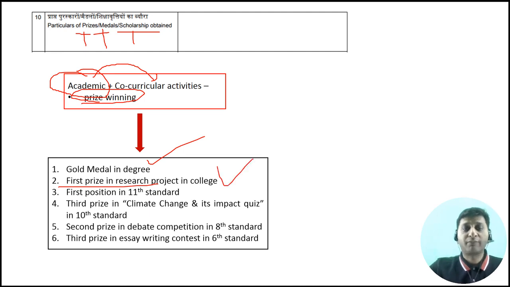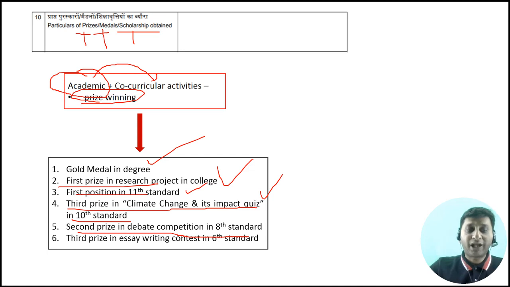This is also academic. First position in the 11th standard in your district. Third prize in climate change and its impact quiz in 10th standard. This is also kind of academic. Second prize in debate competition, co-curricular but intellectual. Third prize in essay writing in 6th standard, co-curricular but intellectual.